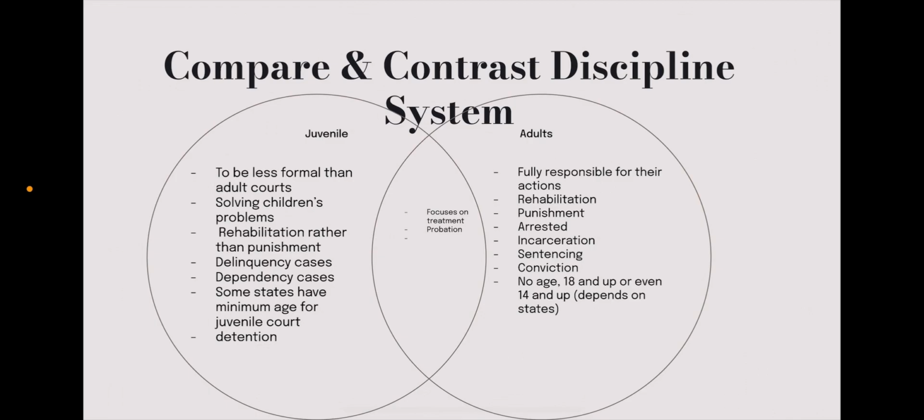The juvenile system mostly focuses on ways they can help the child with their problems. It's more of a rehabilitation rather than a punishment, whereas adult treatment takes more of accountability. They are both rehabilitation and punishment.